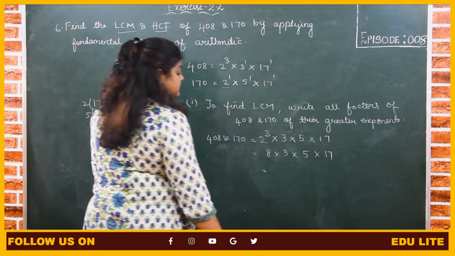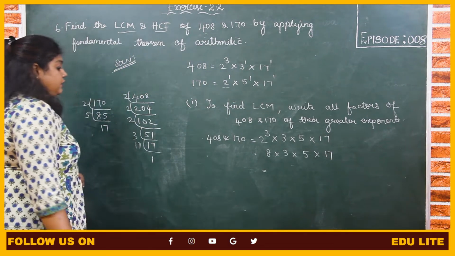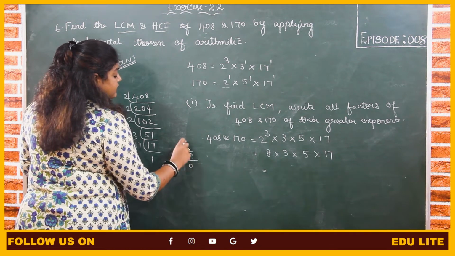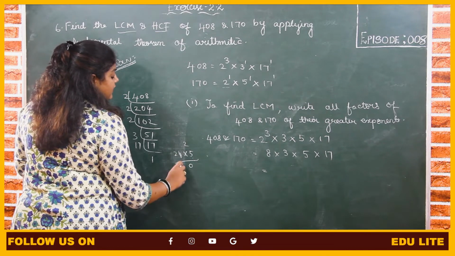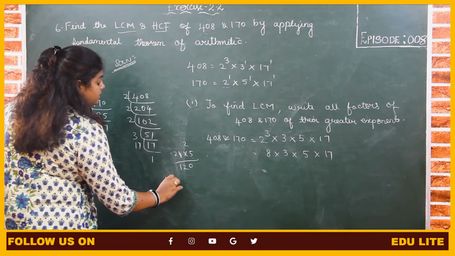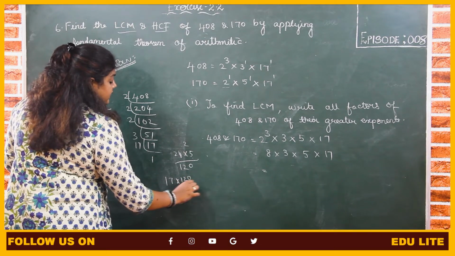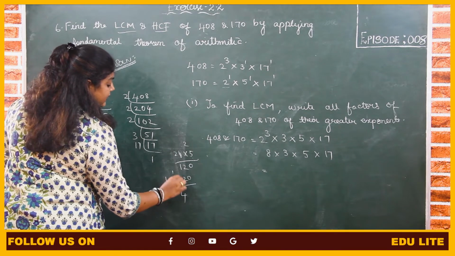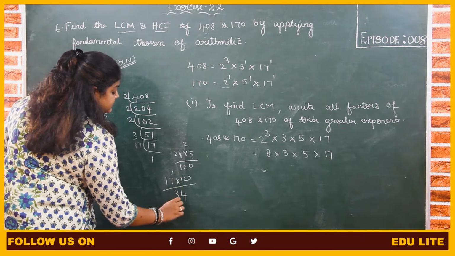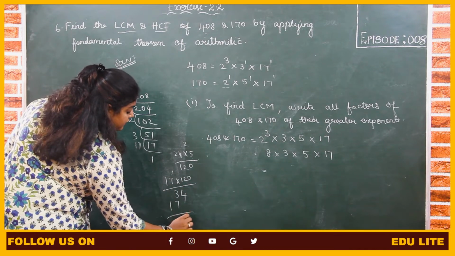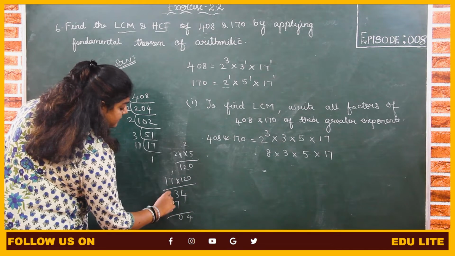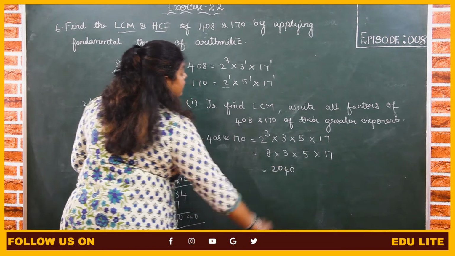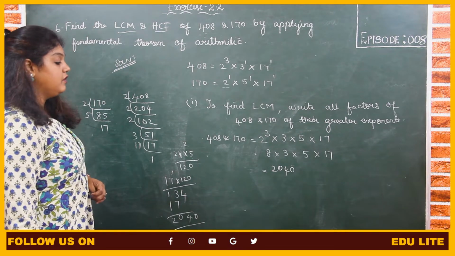We have to simplify this. 8 threes are 24. 24 into 5 will give us 120. So now 17 into 120 gives 2040. The LCM of 408 and 170 is 2040.